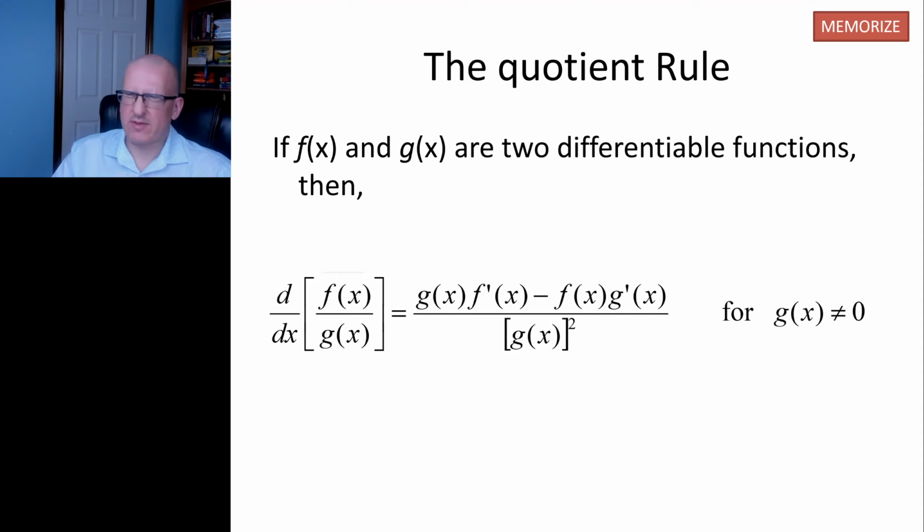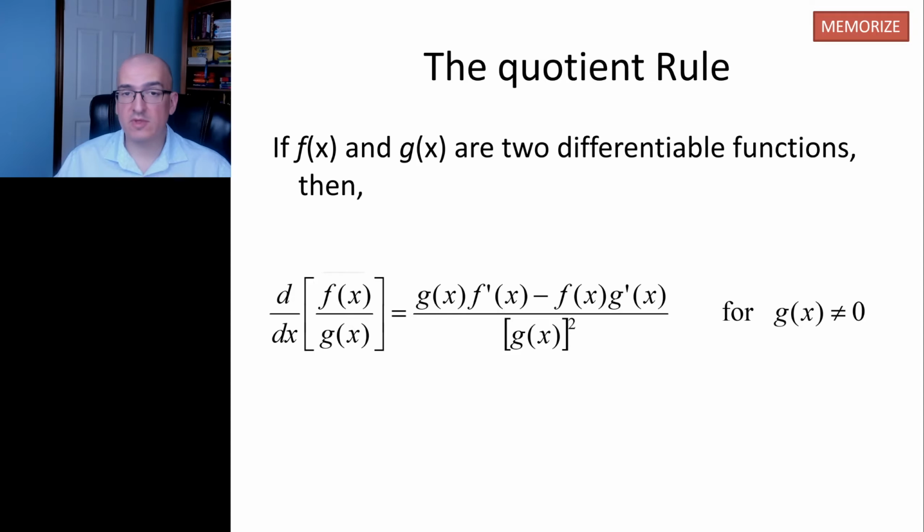The quotient rule says the following. If we're taking the derivative of f of x divided by g of x, the shortcut that gives us the correct instantaneous rate of change at any x coordinate is g of x times f prime minus f times g prime, all divided by g squared.